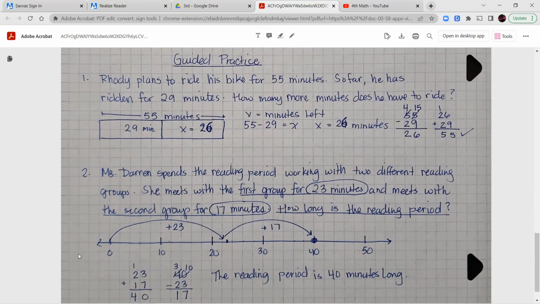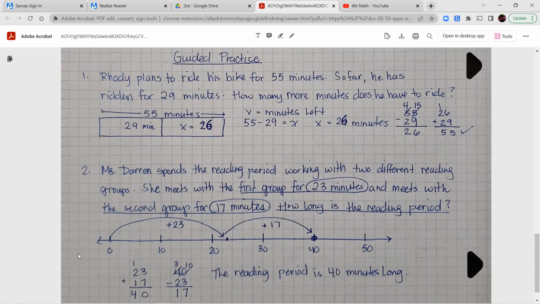Next, let's jump into our guided practice. Number 1 says Rody plans to ride his bike for 55 minutes. So far, he's ridden for 29 minutes. How many more minutes does he have to ride?